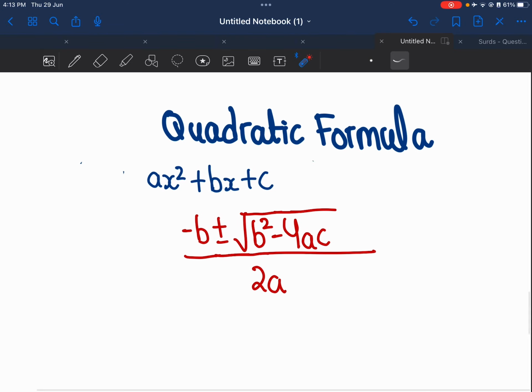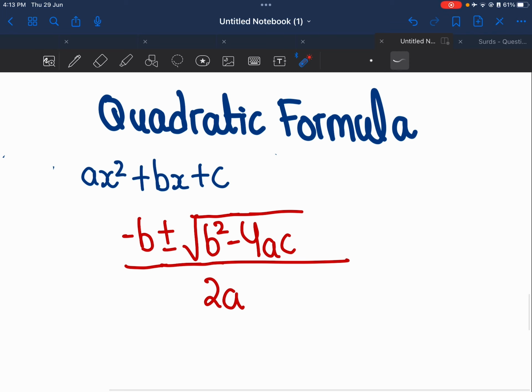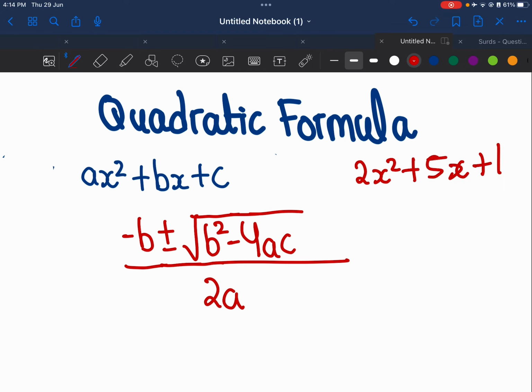I'm going to give you an example so that you can understand this topic and the application of the formula. So let's say we take the equation 2x squared plus 5x plus 1. So how do we solve this? We take 5x, so it's -5 plus minus square root of b squared, which is again 5 squared, minus 4, 2 into 1.